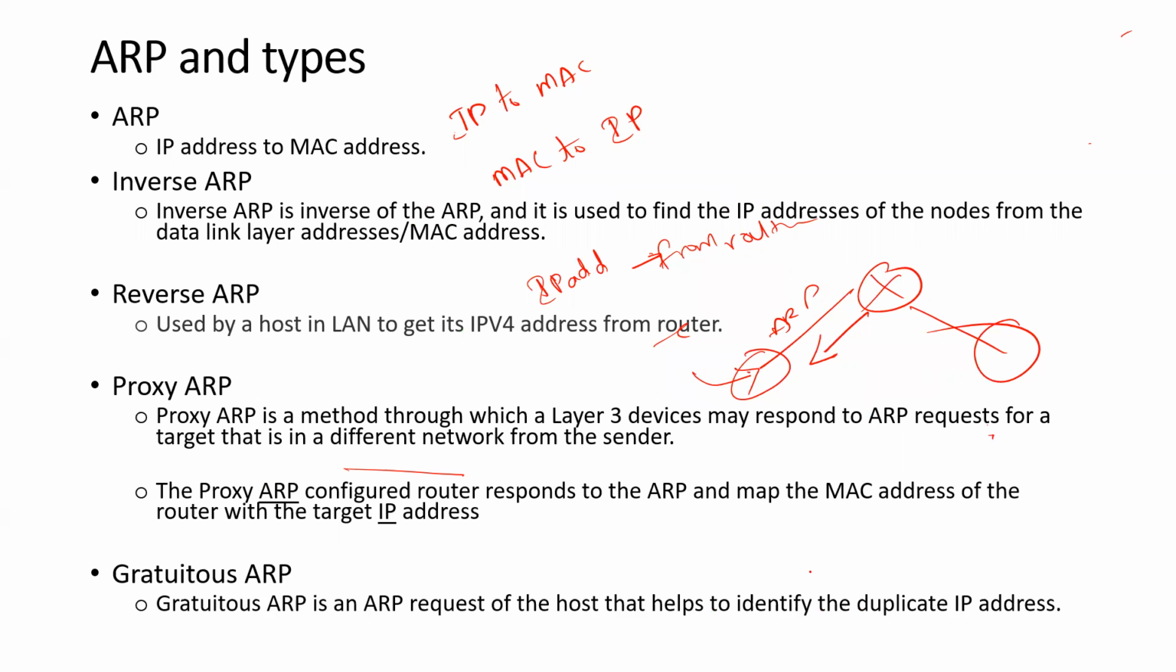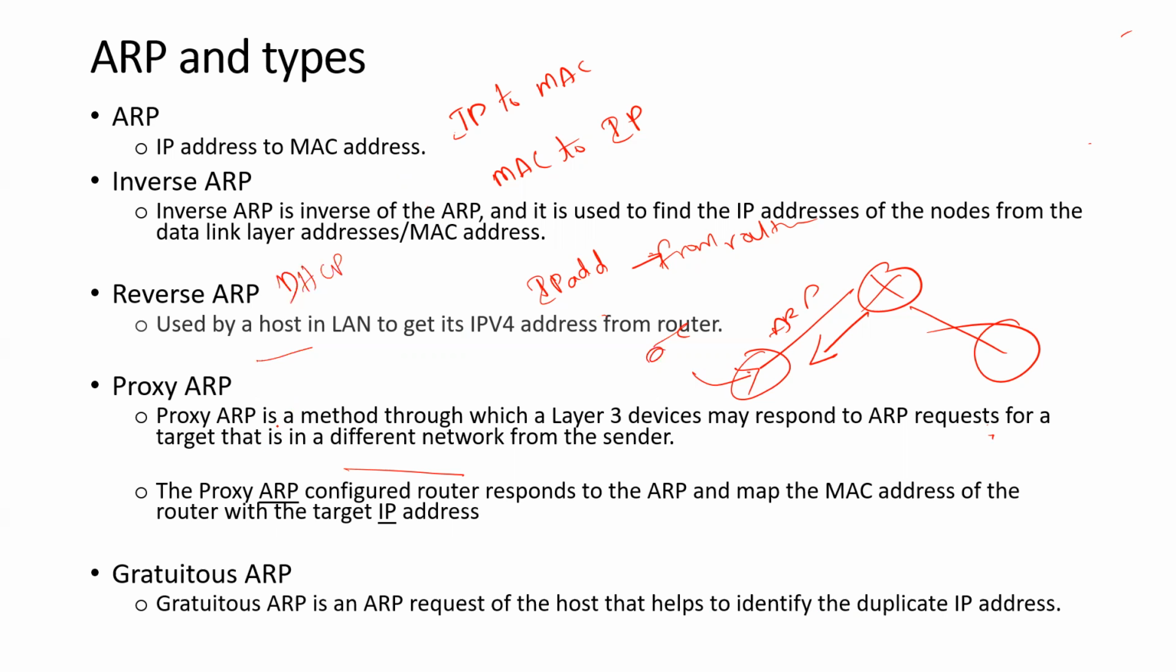ARP maps an IP to a MAC address. Inverse ARP maps a MAC address to an IP address. Reverse ARP is getting the IP address from the router. In DHCP, dynamic host configuration protocol, the host gets an IP address from the router. Suppose you connect to your Wi-Fi network: as soon as you connect, you get an IP address. That process is called reverse ARP.